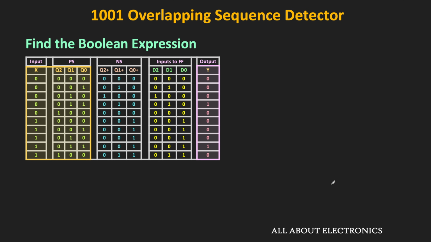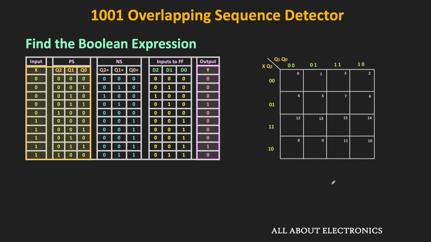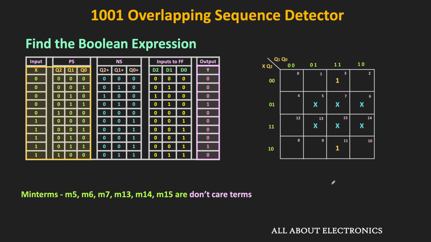As you can see over here, this output Y is equal to 1 for the 2 input combinations. First, let us represent them in the K map. And here, we also have the 6 don't care terms. Using these 2 don't care terms, we can make the group of 4. And this group corresponds to q1 dot q0. So we can say that this output Y is equal to q1 dot q0.